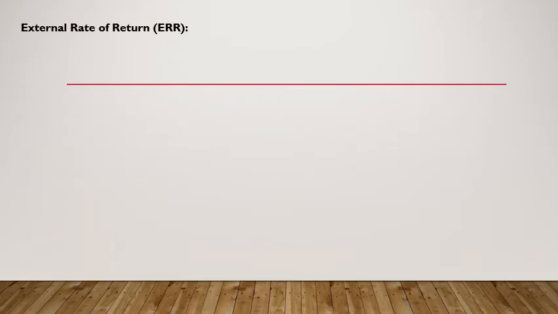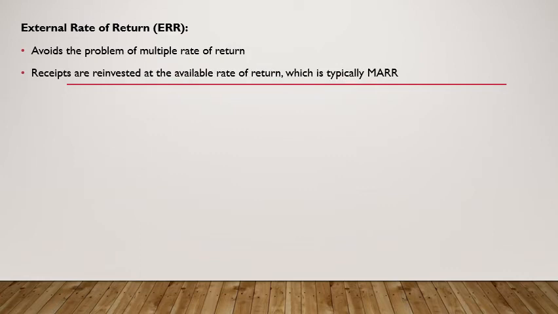The last terminology is external rate of return. What is this external rate of return? It avoids the problem of multiple rates of return, because whether it is MARR or IRR, which should be used, and all those things. When I talk of ERR, receipts that I earn are normally reinvested at least at MARR, okay, not less than MARR. It can be calculated as follows.